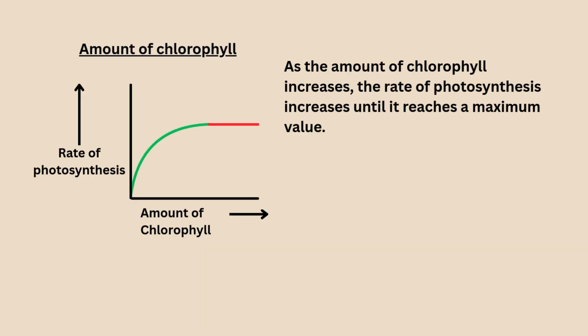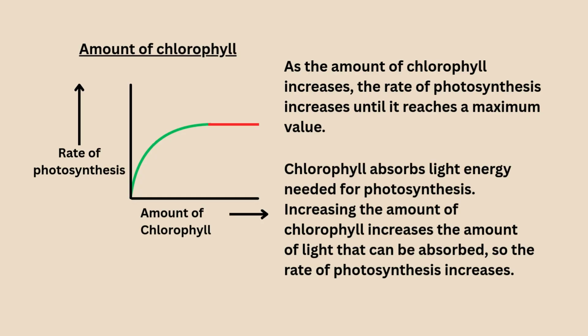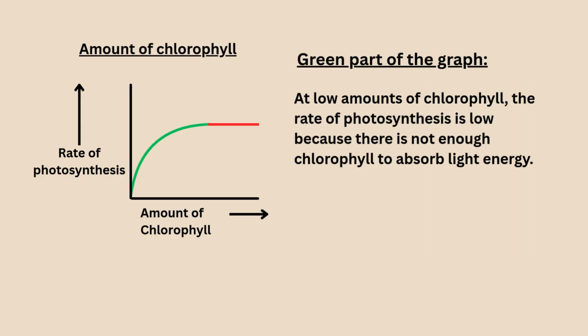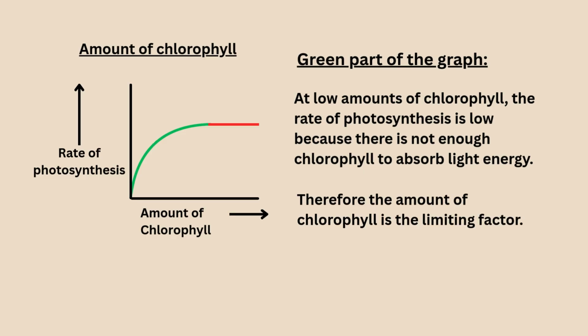Amount of chlorophyll. As the amount of chlorophyll increases, the rate of photosynthesis increases until it reaches a maximum value. Chlorophyll absorbs light energy needed for photosynthesis, so increasing the amount of chlorophyll increases the amount of light that is absorbed, so the rate of photosynthesis increases. In the green part of the graph, at low amounts of chlorophyll, the rate of photosynthesis is low because there's not enough chlorophyll to absorb the light energy, so therefore chlorophyll here will be the limiting factor.